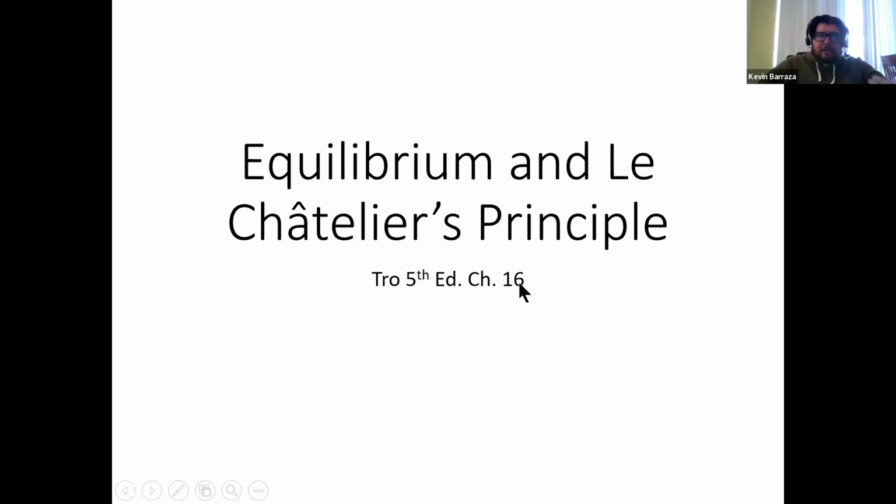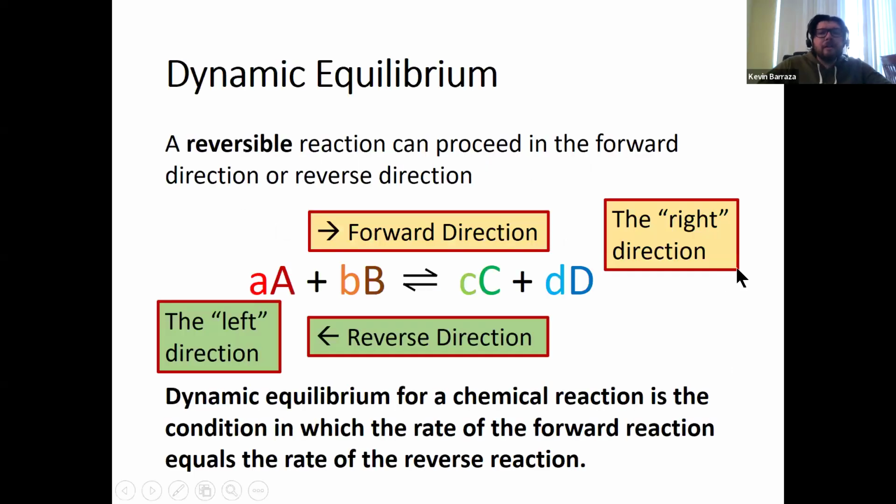So again, the course is designed to kind of build on itself. So this is going to be important for things coming up in the course. First of all, technically speaking, we call equilibrium dynamic equilibrium. So we'll get into that. Dynamic equilibrium is important for reversible reactions, a reaction that can proceed in the forward direction or the reverse direction. So first we want to lay down some terminology so that we're all on the same page.